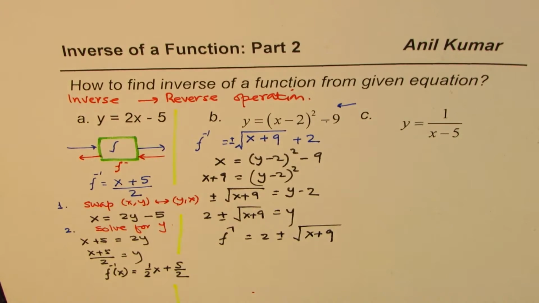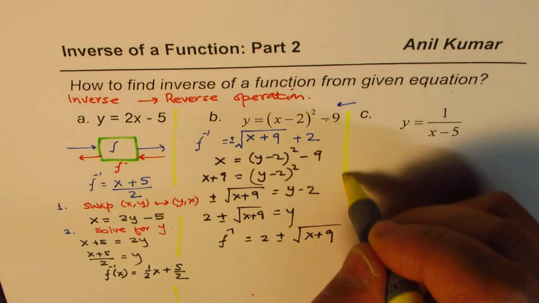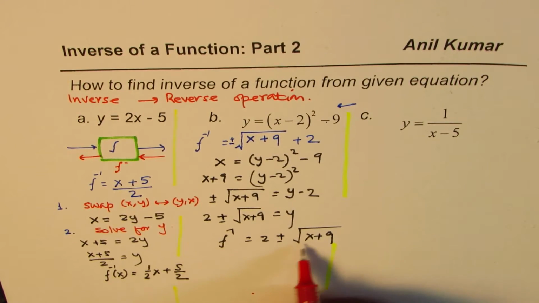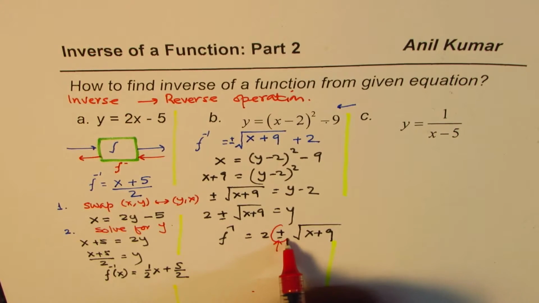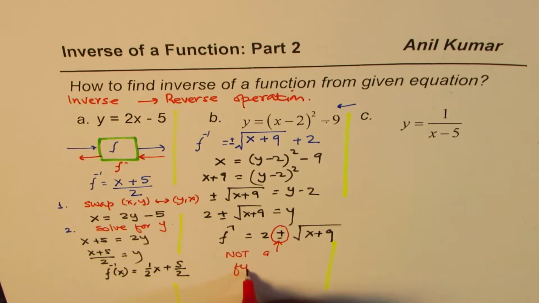Do you see that? We got the same result. That's what I'm telling you, right? So in inverse operation, you could actually find the solution by reversing the operations, correct? Now, it is not a function. Why? For every value of x, we may have two values, plus and minus. So it is not a function. Do you see that? Not a function, okay.